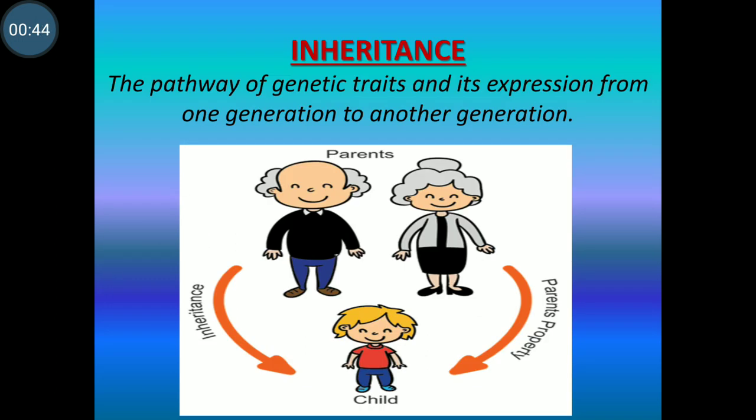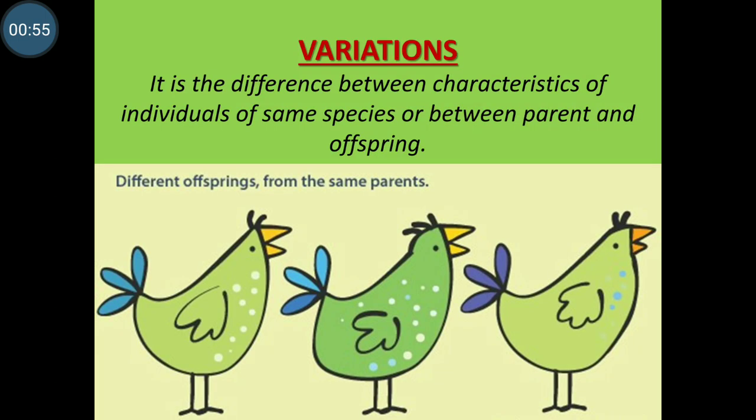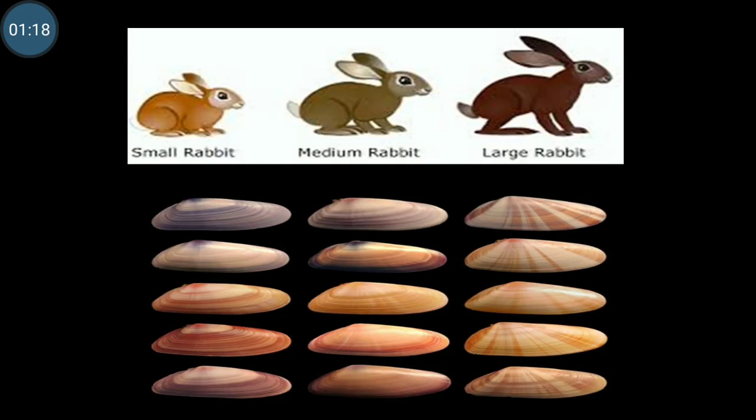Inheritance. The pathway of genetic characters and its expression from one generation to other generation is called inheritance. Variation. The difference between characteristics of individuals of same species or between parent and offspring is called variations. You can see here in the picture three hens. They have different colors and design on the body. Here you can see the color of the rabbit. Small rabbit, medium rabbit and large rabbit.